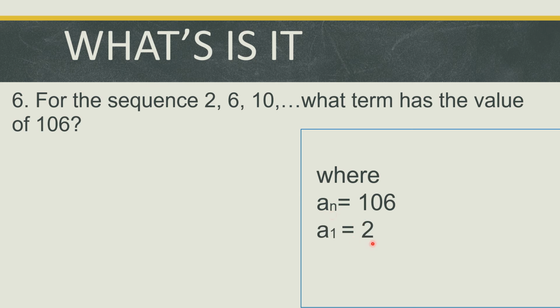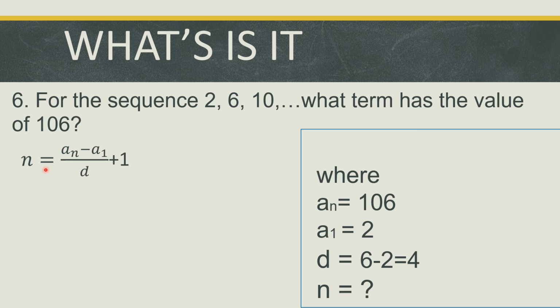Ang a sub 1 natin ay 2 since ito ang unang term natin. And d naman ay 4. So para makuha ulit yun, second term minus first term or third term minus second term. So that is 6 minus 2 equals 4. Then, since wala tayong n, yun ang hahanapin natin dahil hindi natin alam kung pang ilan ang 106. So with the use of this formula, n is equal to a sub n minus a sub 1 all over d plus 1, we can easily solve the value of n.